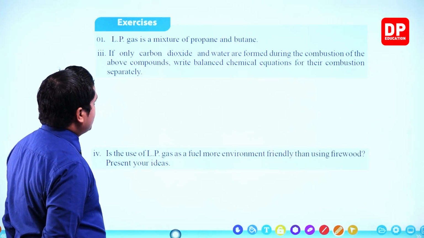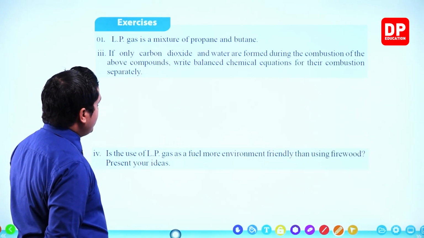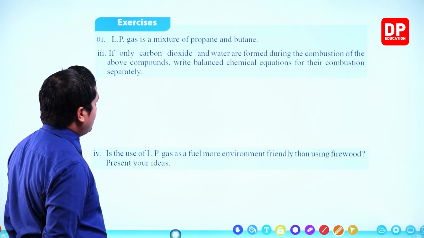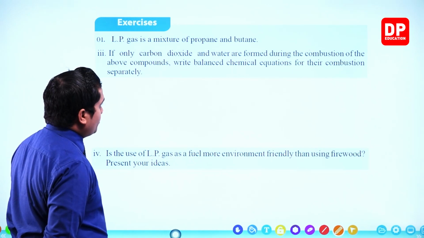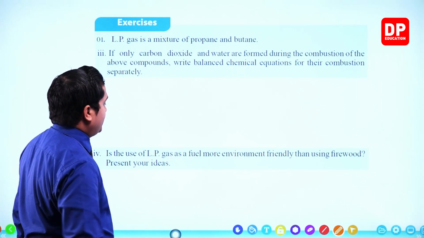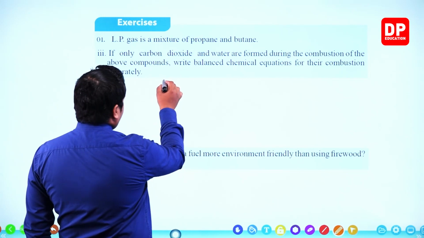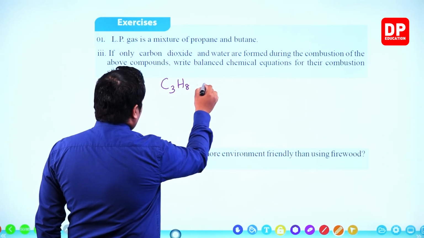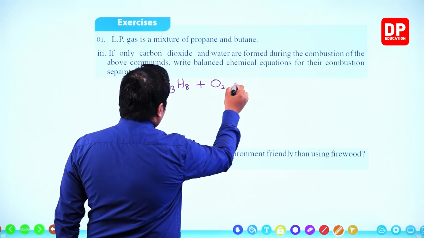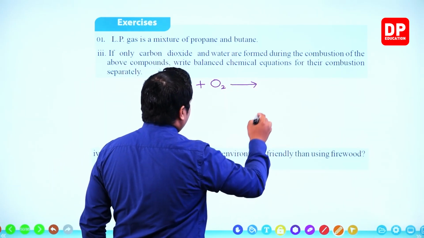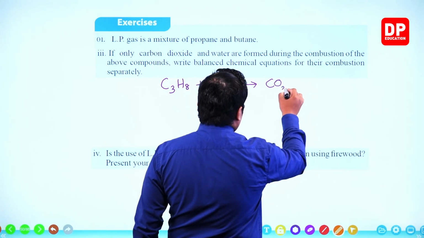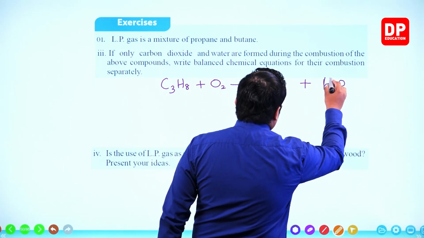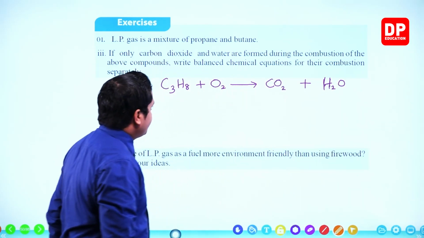LP gas is a mixture of propane and butane. So, if only carbon dioxide and water are formed during the combustion of the above compounds, write the balanced chemical equation for their combustion separately. So, we'll take propane first. C3H8 is going to react with oxygen to create carbon dioxide and water vapor, H2O. So, let's balance this then, my dear children.